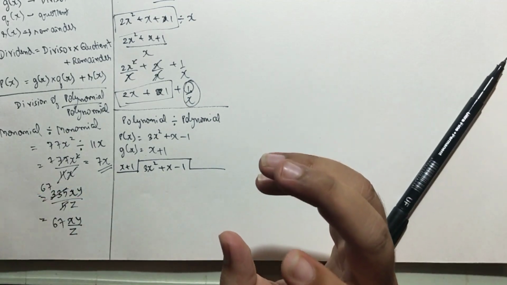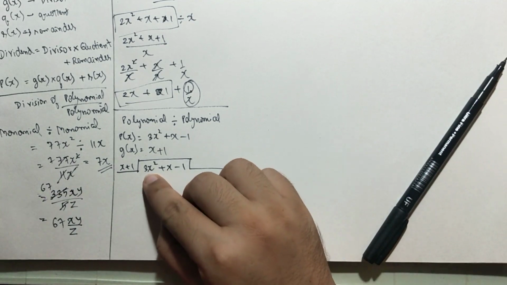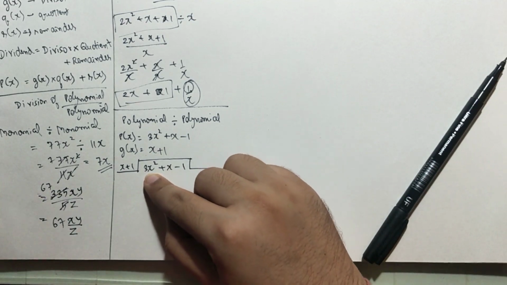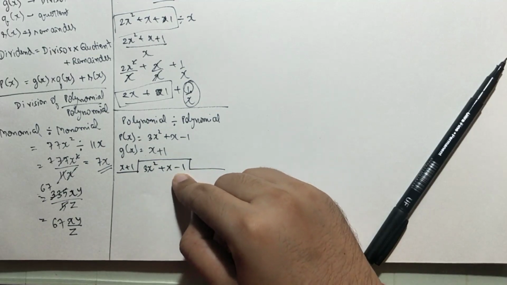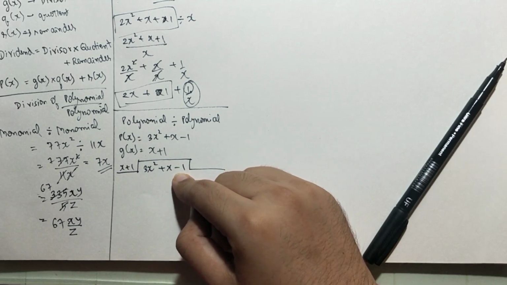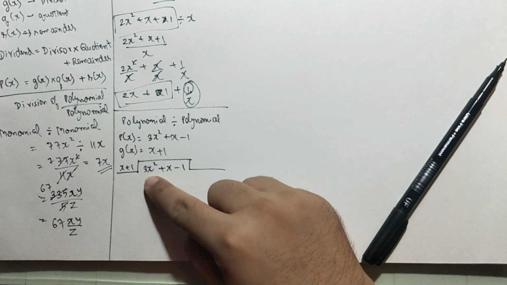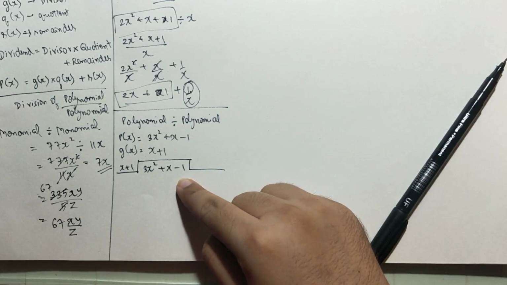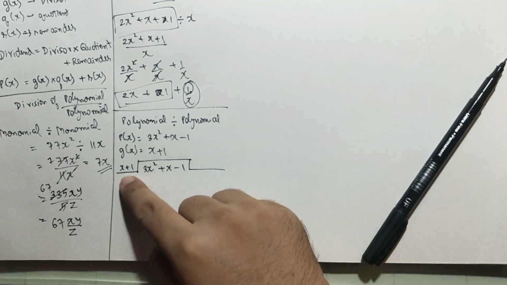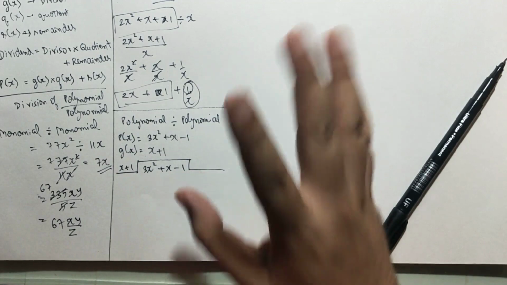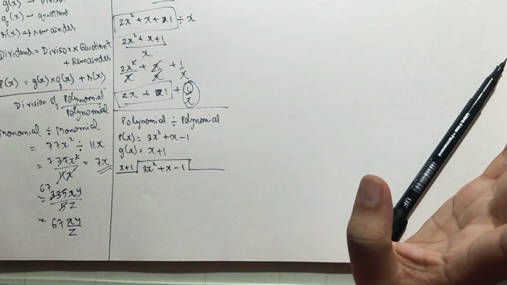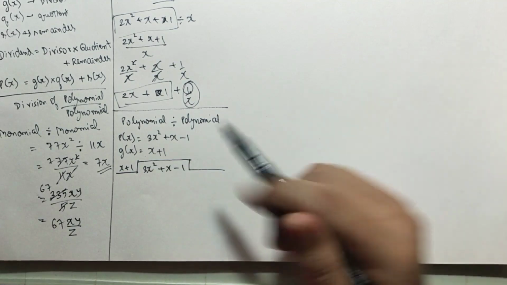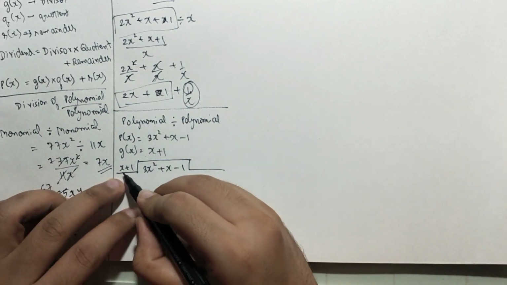Some conditions have to be taken care of. The degree or the powers should be in descending order in the dividend as well as the divisor. If it is not in descending order, rearrange them in descending order. 3x square, the power was 2, then the power was 1, then there is no variable. So this is in proper order. This is also in proper order. So the first condition is fulfilled, that the terms should be in descending order of their powers. Now, what is the second step? The first term x.